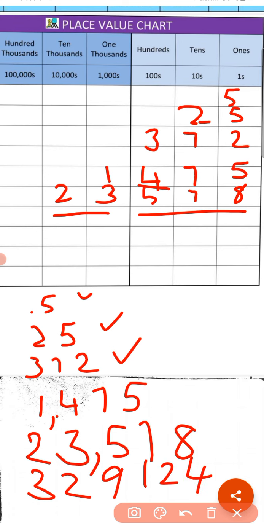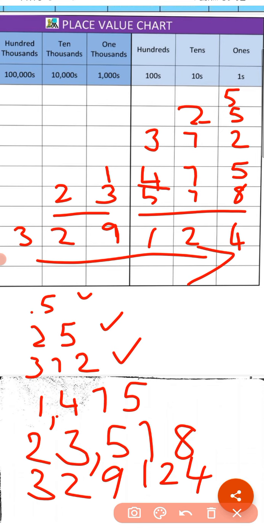Next we are writing a six digit number. Here 4 in ones place, 2 in tens place, 1 in hundreds place, 9 in thousands place, 2 in ten thousands place and 3 in hundred thousands place. Okay, as I told you, first read the number in the first group, that is we are starting from left to right, 329, put a comma, 124.